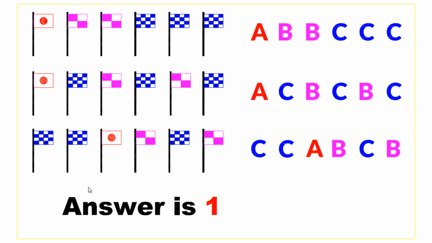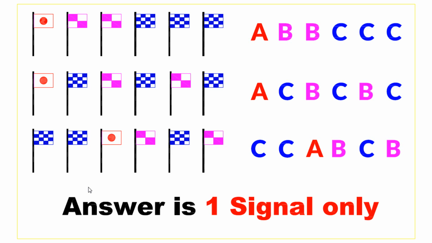Again, we can arrange them and get this corresponding sequence here. But the fact is, as long as we have 1 A and 2 B and 3 C of this blue flag, we are going to have the same signal. So the answer is 1. So we have only one signal we can compose out of these 6 flags if order is not important.